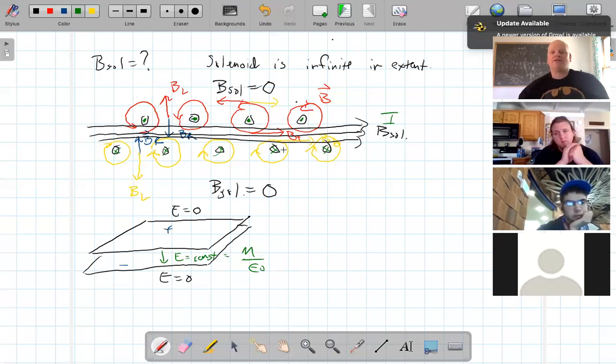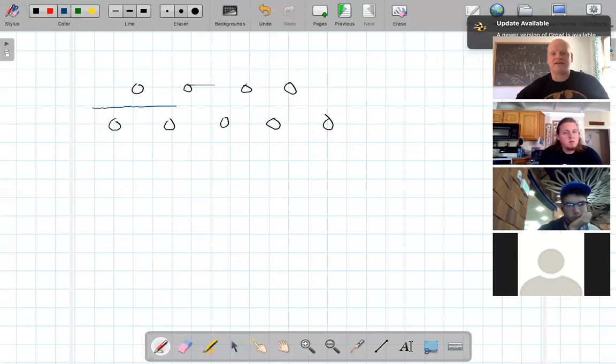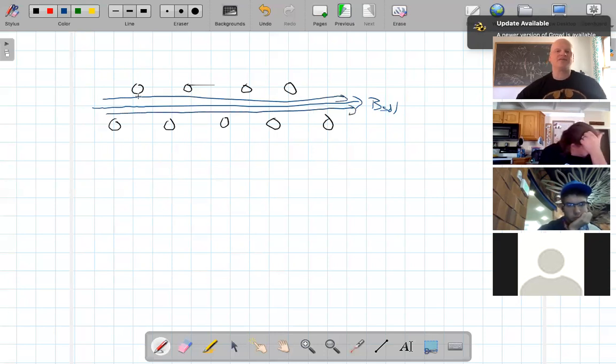Okay. Now, to determine the magnetic field, let's apply Ampere's law. So let me start a new page and redraw what's going on here. Let's say here's the cross section of my wires. Here's my wires. And we now know the magnetic field only points in this direction. So here's my magnetic field. Good. So now let's apply Ampere's law.